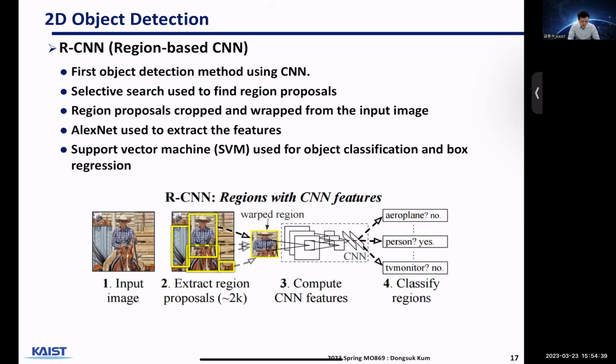So let's start with R-CNN, the famous early 2D object detection network, region-based CNN. Let's go through these bullet points. First, it is an object detection method using CNN. Selective search is used to find region proposals. Region proposals are cropped and warped from the input image. AlexNet is used to extract features, but a support vector machine is used for object classification and box regression.